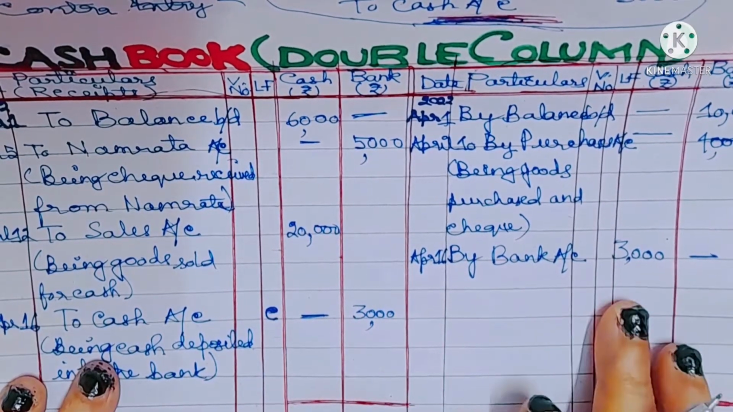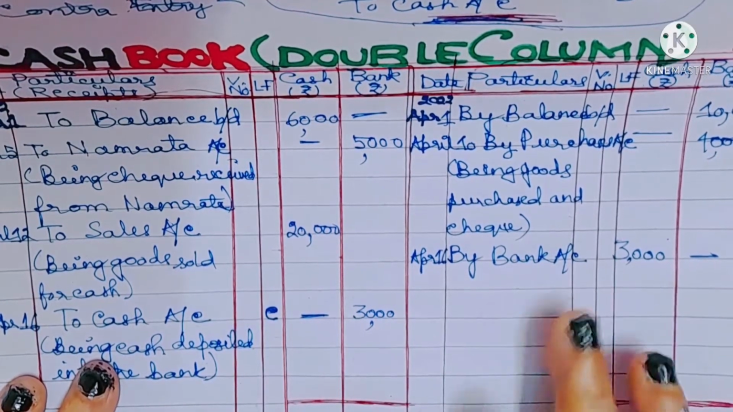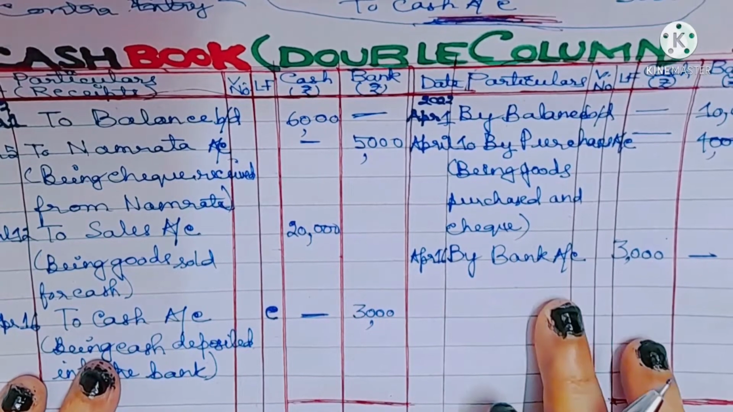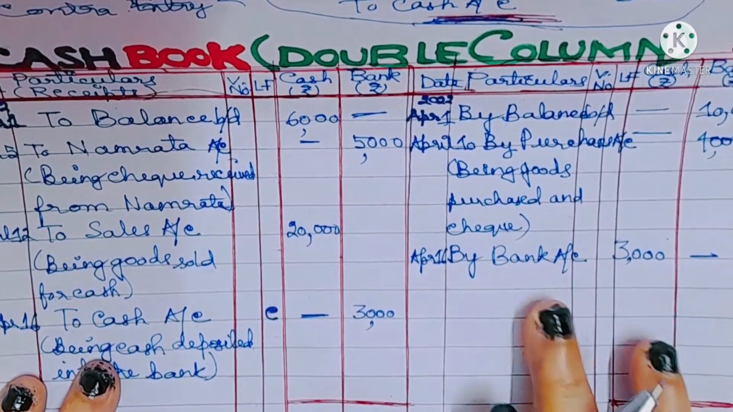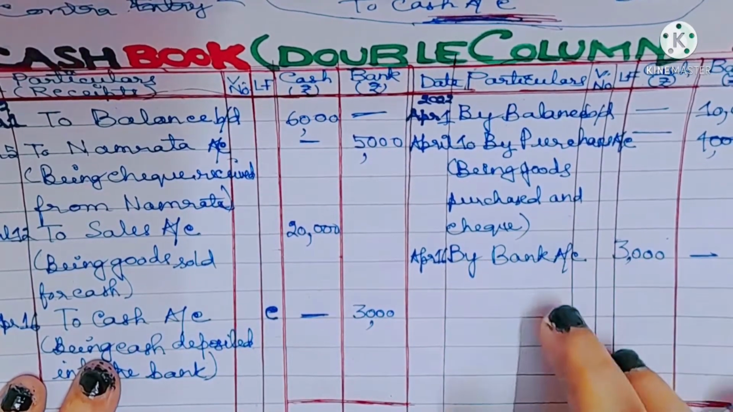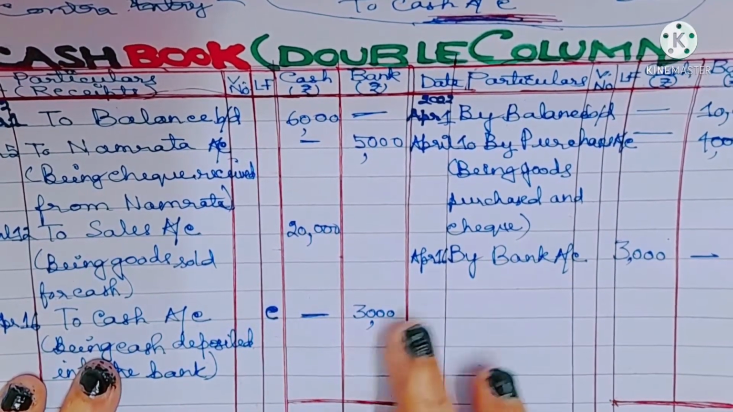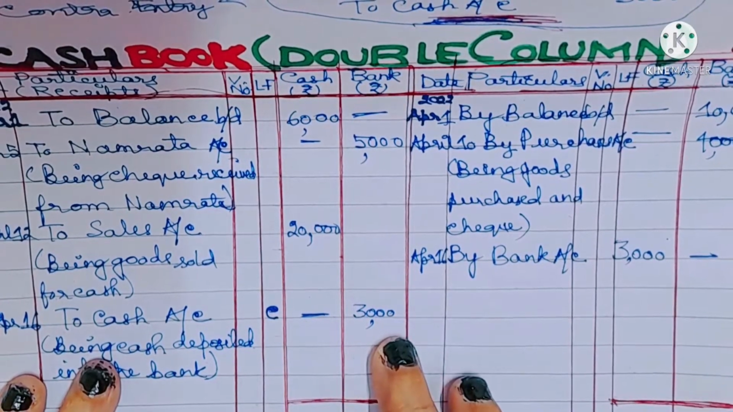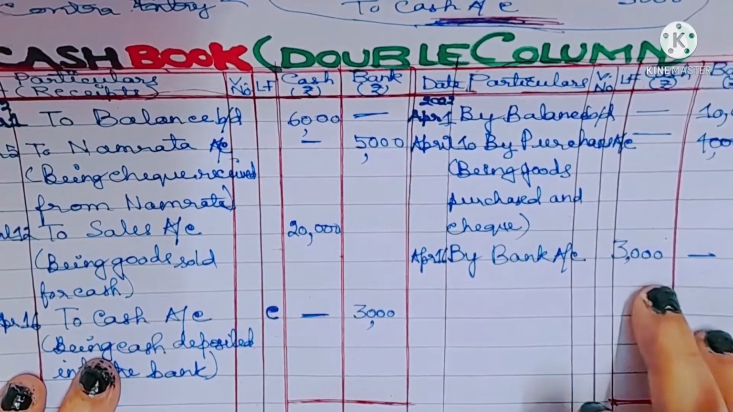Moreover, cash column represents cash account. So, cash account comes under real account. According to real account, what goes out is credit. Here, when cash is deposited into the bank, cash goes out from the business. So, cash account will be credited. So, 3000 cash balance is reduced. So, 3000 will be credited. Here, 3000 will be debited because bank balance is increased. Here, 3000 will be credited because cash balance is reduced.